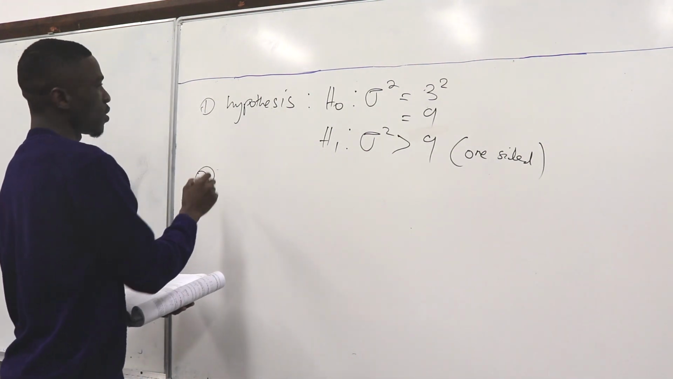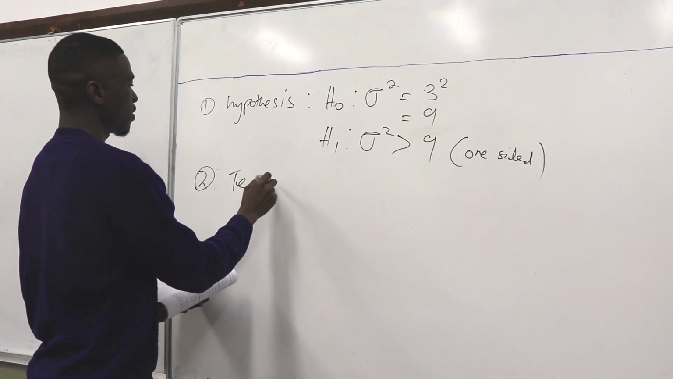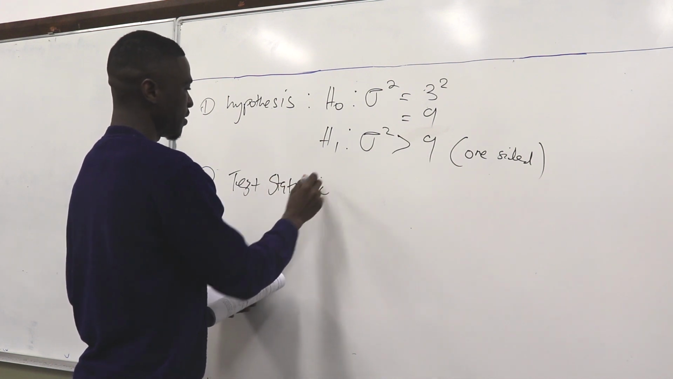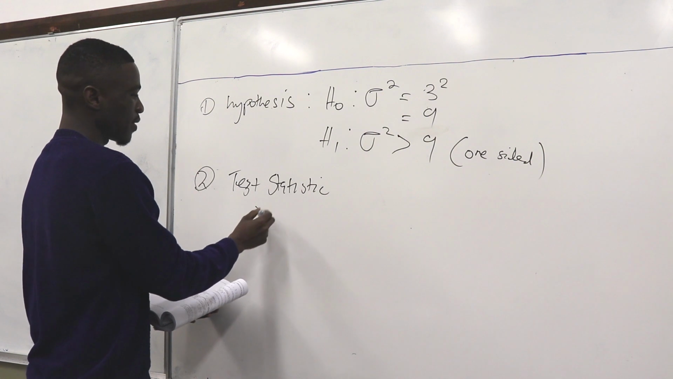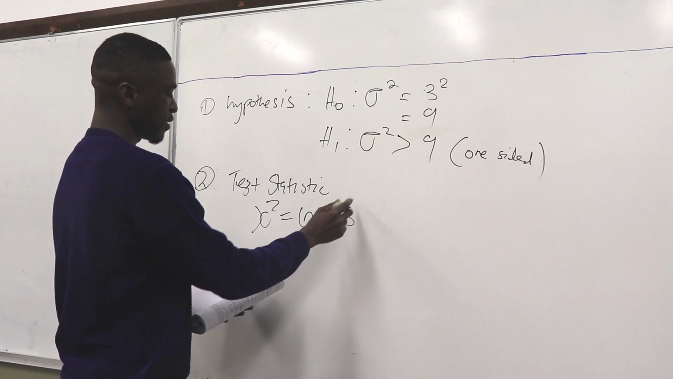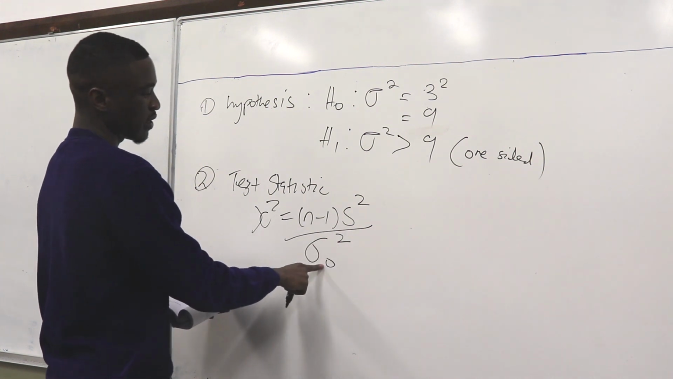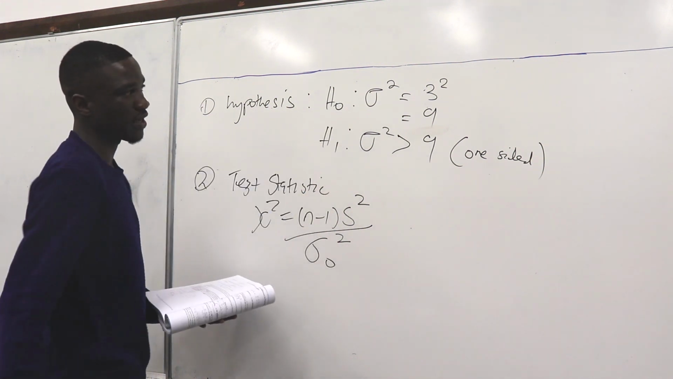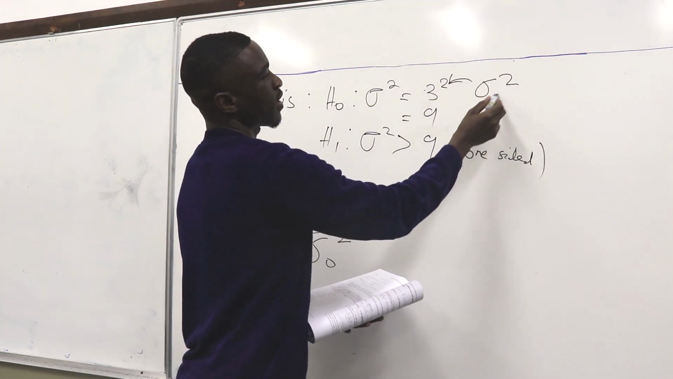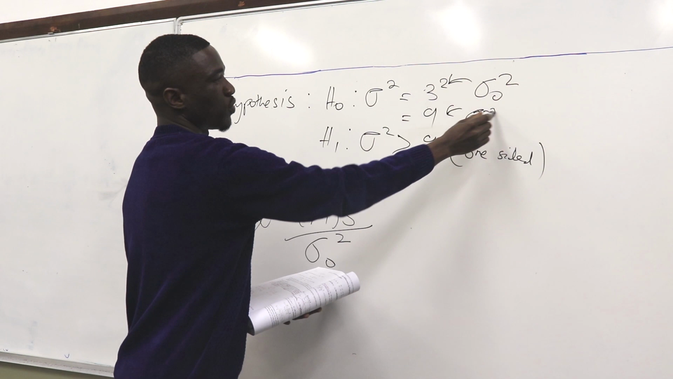And our step two, we are going to do the test statistic. Excuse my handwriting. Test statistic, where we're going to use the chi-squared. So the chi-squared here is n minus 1 times s squared, the sample standard deviation squared, over sigma naught squared, the value that we are given. Remember that this number you're given is the same as sigma naught, and so is this one, and then we square it.